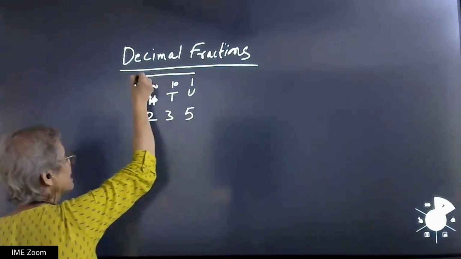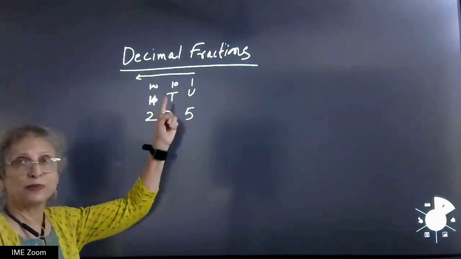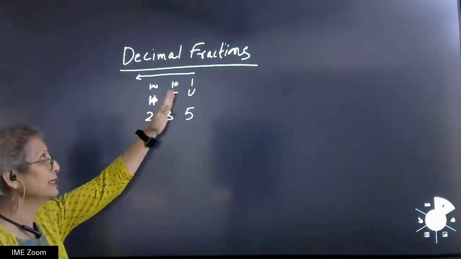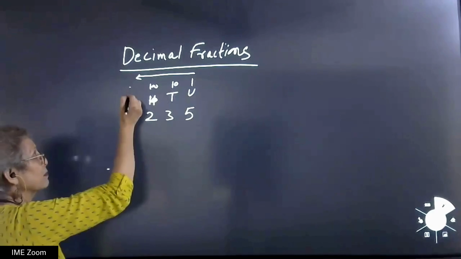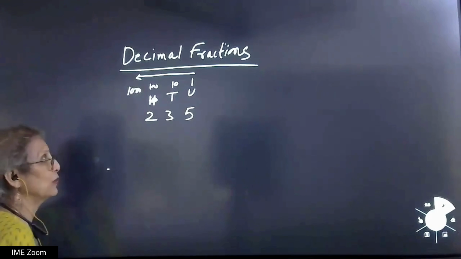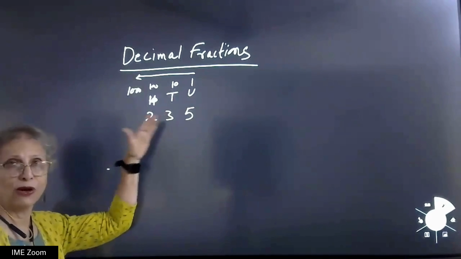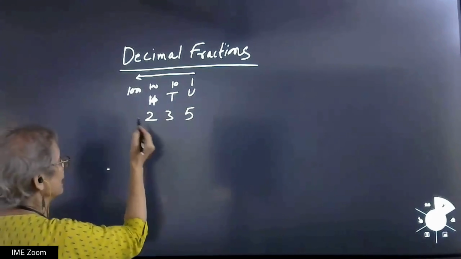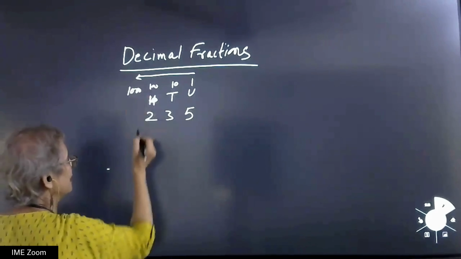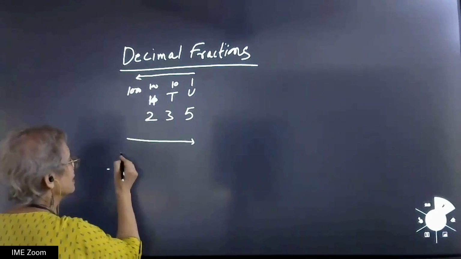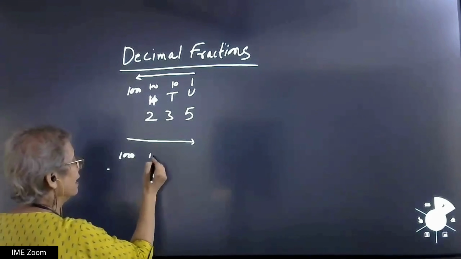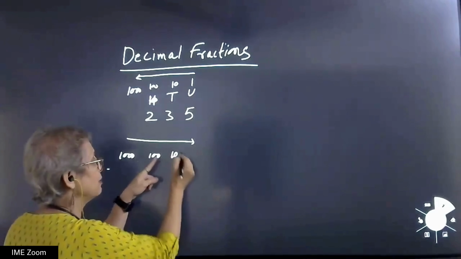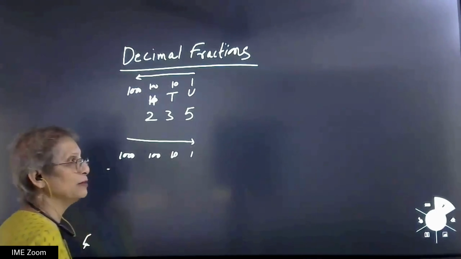If you go in this direction, every next place is 10 times the previous one. 1 into 10 is 10, 10 into 10 is 100, then the next place becomes 1000 and so on. All these are more than one. If you go in the other direction, this is thousands place, then hundreds place divided by 10, then tens place divided by 10, then ones place divided by 10.